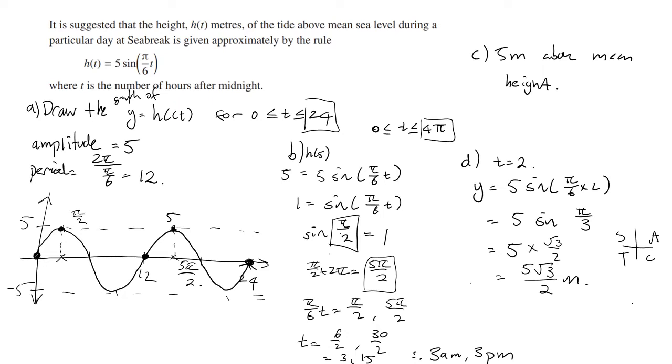Now we don't need to consider the solution in our second cycle because that will be 2 p.m. and we're only looking at 2 a.m. Okay. Now let's have a look at part E. So it says, what was the height of the tide at 2 p.m.? So 2 p.m. is 14 hours after midnight. So we solve h(14). And that is 5 sine pi over 6 t.